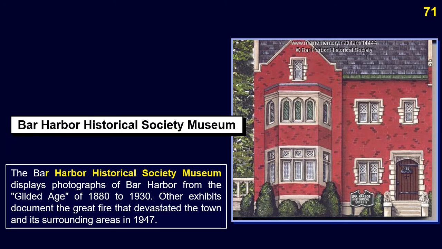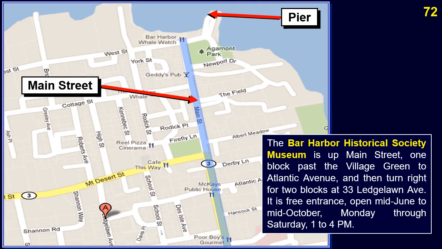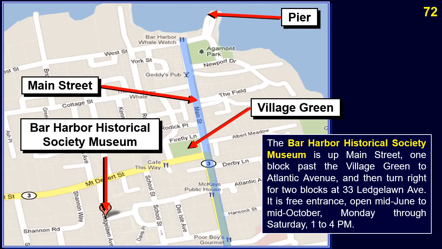The Bar Harbor Historical Society Museum displays photographs of Bar Harbor from the Gilded Age of 1880 to 1930. Other exhibits document the Great Fire that devastated the town and its surrounding areas in 1947. The museum is up Main Street, 1 block past the village green to Atlantic Avenue, and then turn right for 2 blocks at 33 Legelon Avenue. It is free entrance. Open mid-June to mid-October, Monday through Saturday, 1 to 4 p.m.